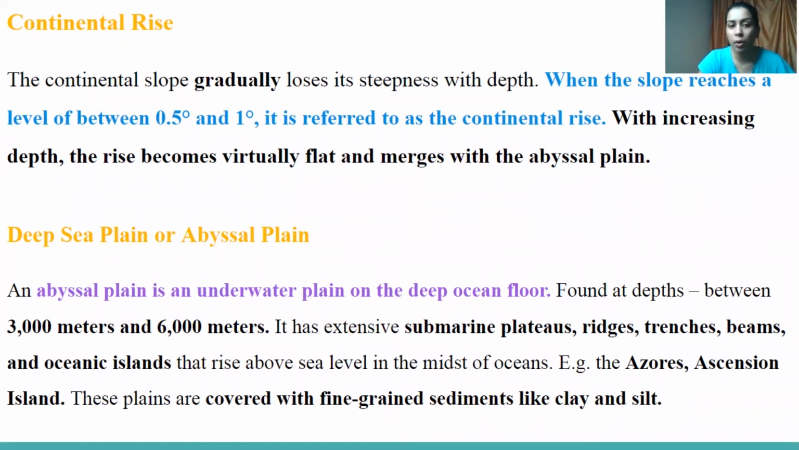Next is deep sea plain or abyssal plain. So what is it? It is an underwater plain on the deep ocean floor. Where is it found? At the depth between 3000 meters to 6000 meters. It has extensive submarine plateaus, ridges, trenches, beams, and oceanic islands that rise above sea level in the midst of oceans. So what are its examples? The Azores, Ascension Island. These plains are covered with fine-grained sediments like clay and silt.